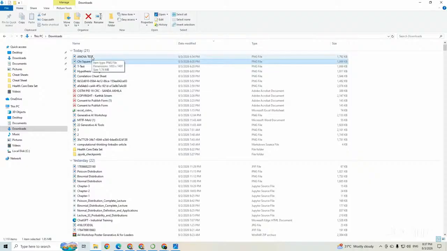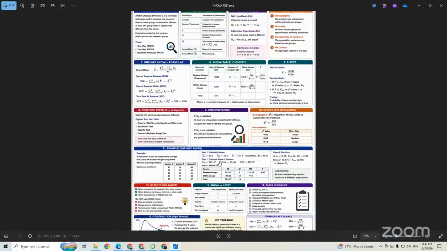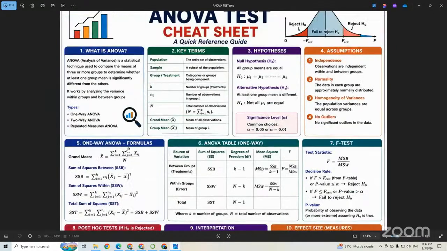So this is the ANOVA test. I'm giving you an overview of all the tests, what you are required to remember and what you are required to follow. So what is ANOVA? Very useful. It is a statistical technique used to compare the means of three or more groups. Sometimes when we have more than two groups, meaning three, four, five, six groups, and we are required to compare them, then we have to apply the ANOVA test.